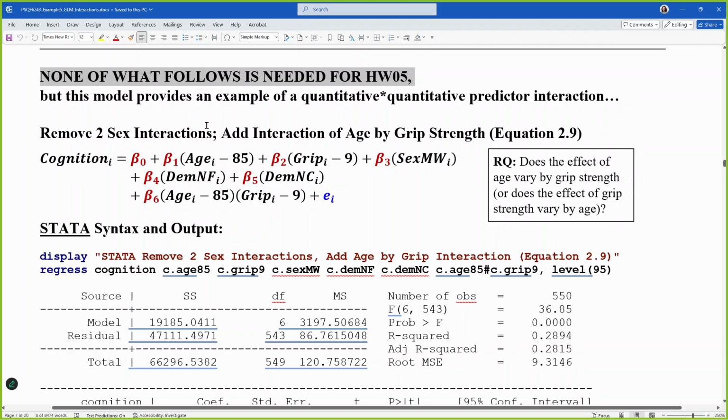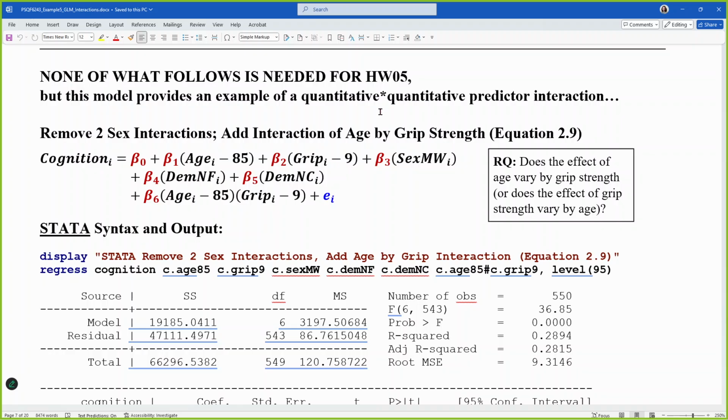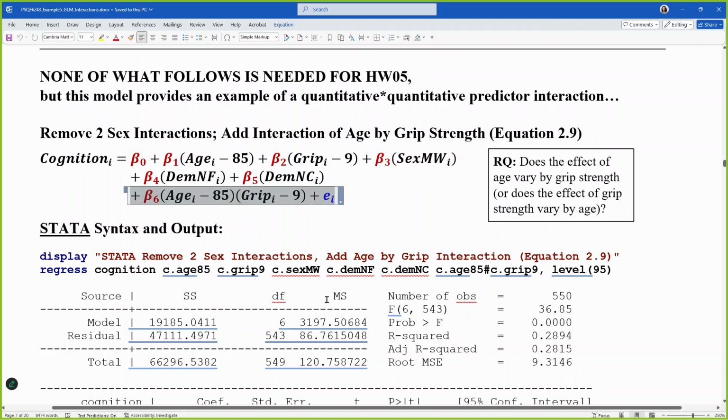So I'm picking up on page 7 of example 5. Up to this point, we had fit a main effects model in which we examined the unique contributions of age and grip strength as linear slopes, differences between women and men and among dementia groups. We had previously considered sex differences and the effect of age and grip, did not find any, took those terms out of the model, and now I'm considering an alternative interaction, which is, does the effect of age vary by grip strength, or alternatively, does the effect of grip strength vary by age?